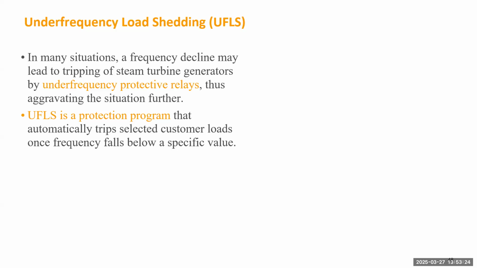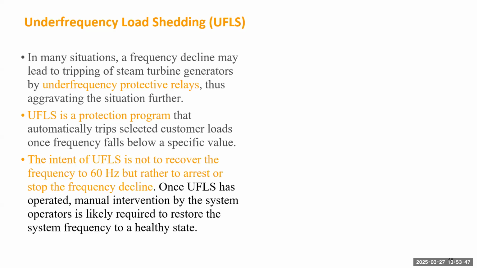Under frequency load shedding is just a protection program that automatically trips selected loads. It doesn't directly control the generation, but by reducing the load, it can mitigate the imbalance of power. So if the frequency falls below a specific value, you start to shed some of the customers. The intention of the frequency load shedding is not to bring frequency back to 60 Hz. It doesn't allow you to do very accurate tuning of the frequency. You just try to slow down that slope, that frequency declining, so you can avoid very low frequency.